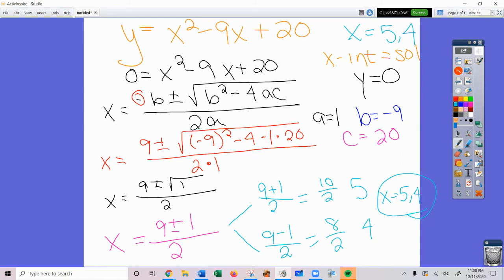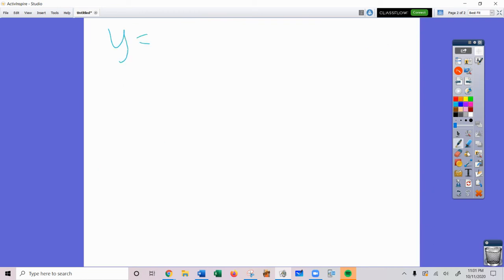Okay, now it might ask us to find more than one thing about this quadratic. So it might ask us to not only find the x-intercepts, it might also ask us to find the vertex. So if we are taking this exact same quadratic, y equals x squared minus 9x plus 20, and if we wanted to find the vertex, remember that the vertex is the high point or the low point of this parabola. Would this parabola open up or down? Right, we should have picked up, because in this case, a is equal to positive 1.